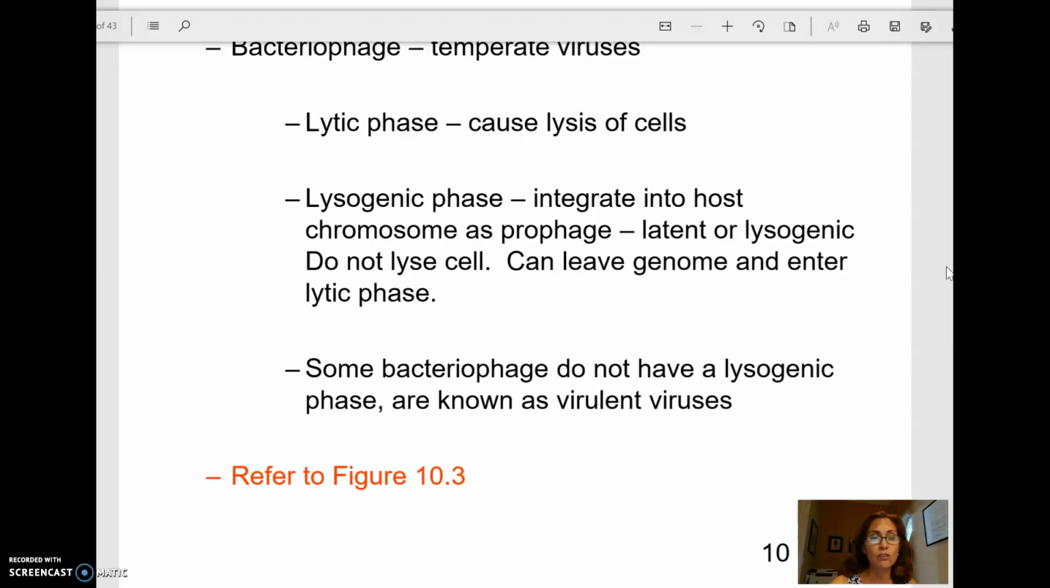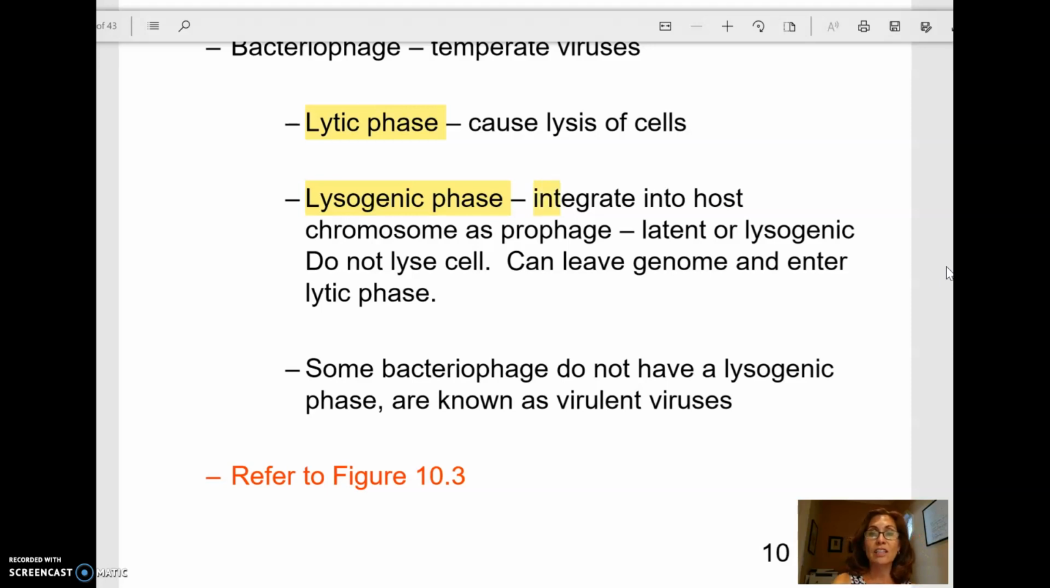Now, bacteriophage was the first really well understood type of viral infection. We know that bacteriophage is a temperate virus. What that means is that it'll do one of two things. I think of it as it's like a fussy virus. It has one phase that's called the lytic phase, and this phase causes the host cell to explode or lyse. So lytic equals lysis. Then you have the lysogenic phase.